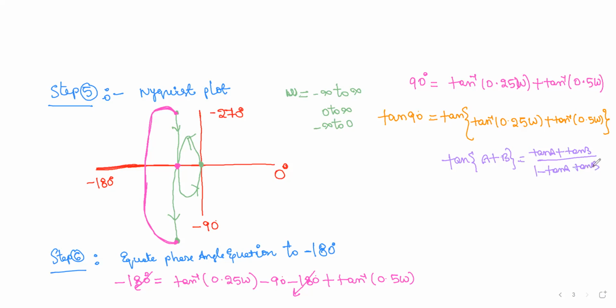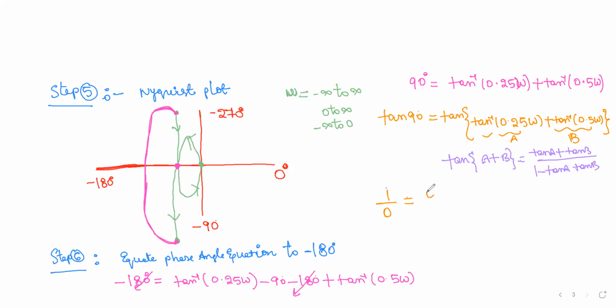1 minus tan A tan B. Now let us solve this one. Tan 90 is infinite, which can be written as 1 by 0. So this is A and this is B. Apply this tan A plus B formula for this equation.